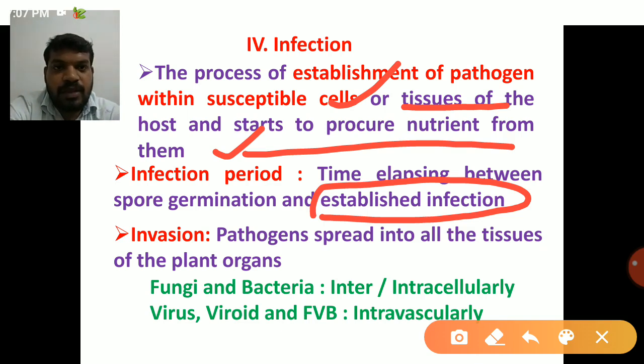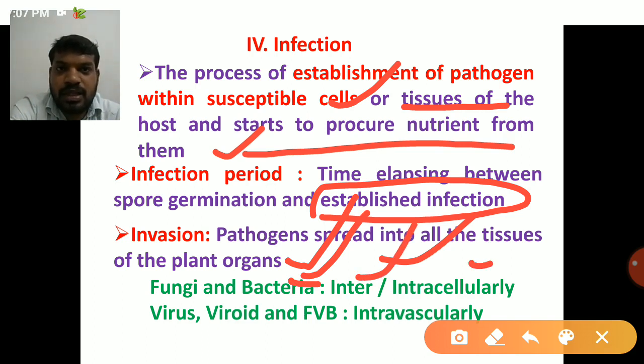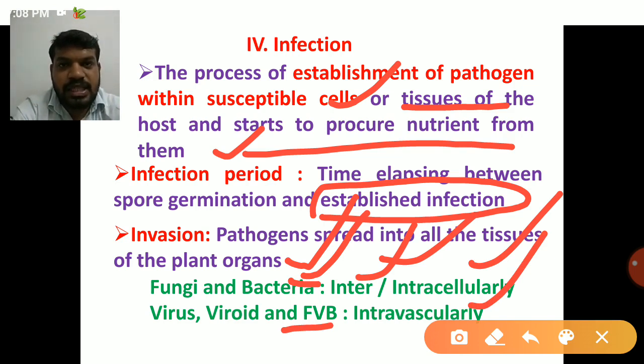At the same time, invasion means pathogens spread into all the tissues of plant organs. When pathogens invade all the tissues, that is called invasion. Fungi and bacteria spread mainly inter- or intracellularly; viruses, viroids, and fastidious vascular bacteria spread mainly intravascularly. So these are all the pathogens present inside the vascular tissues, that is, xylem and phloem tissues.